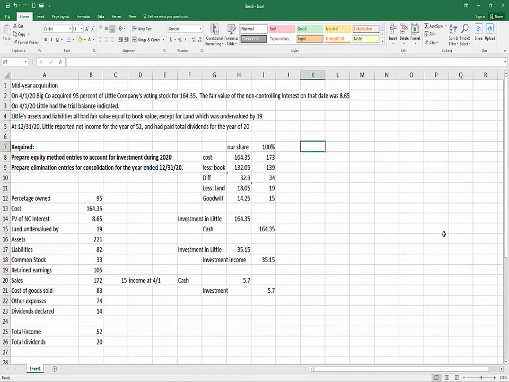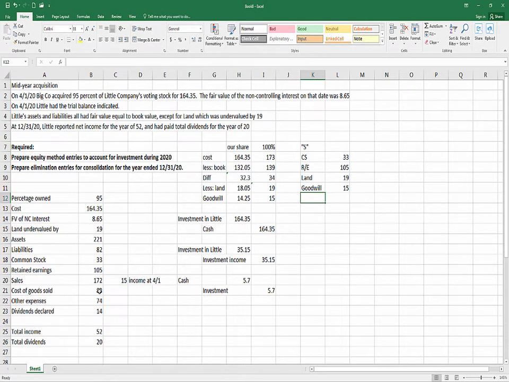Now we go ahead and do our elimination entries, and again, basically what we need to do is eliminate the beginning of year owner's equity accounts, common stock 33, retained earnings 105. I'm just pulling this information right off that left-hand margin. We also need to record the differential items, so we're going to go ahead and write up the land by 19, and we're going to record the goodwill of 15. By this point, we should all be well aware that when we do this, we're recording 100% of the differentials, 100% of the land value, 100% of the goodwill value.